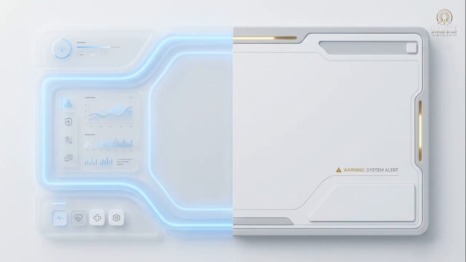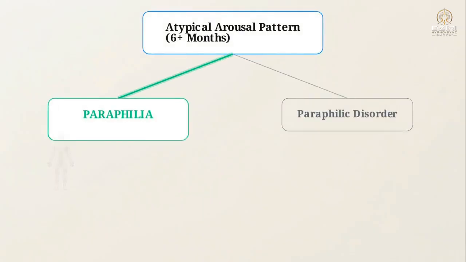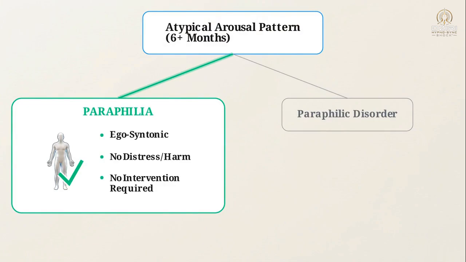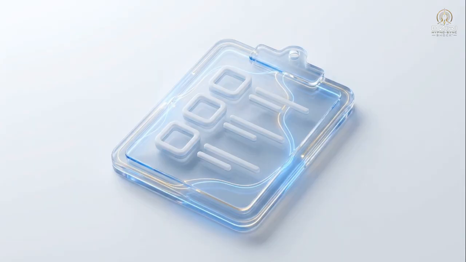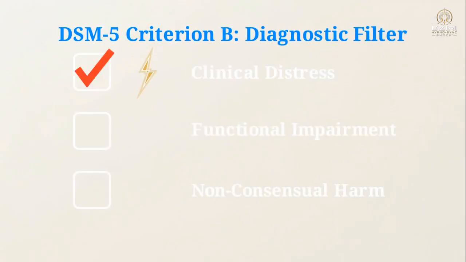This manual provides the framework for Phase 2, differential diagnosis, ensuring every case is measured against standardized clinical benchmarks. We distinguish between benign interests and pathology. A paraphilia is an atypical sexual interest that is ego-syntonic, aligning with the patient's self-identity, and does not require intervention. We contrast this with a paraphilic disorder, which carries specific diagnostic requirements. A disorder must result in clinical distress, functional impairment in social or occupational areas, or involve non-consensual harm.